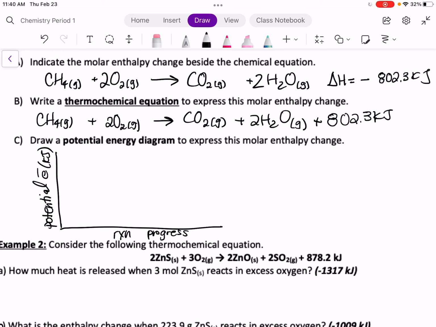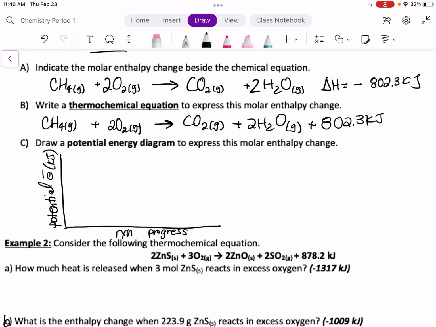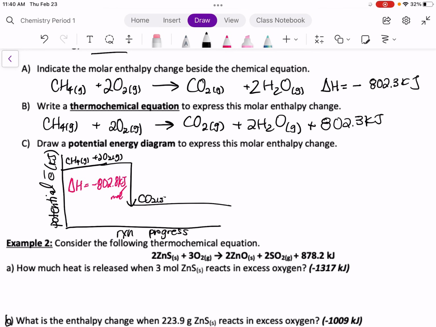Okay, because this is exothermic, my reactants have a lot more potential energy than my products. You have to write your reactants right on here. My arrow is going to point down. That is my change in enthalpy. And I'm going to label over here, delta H is equal to negative 802.8 kilojoules per mole. And then I'm going to write my products, CO2 gas plus 2H2O gas.